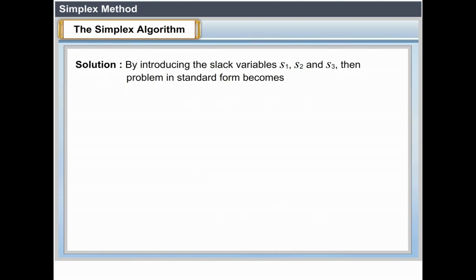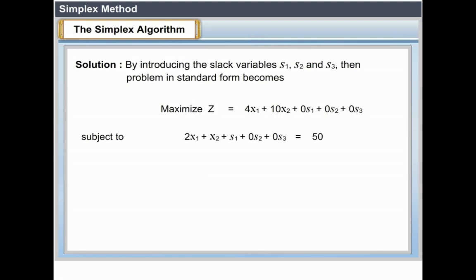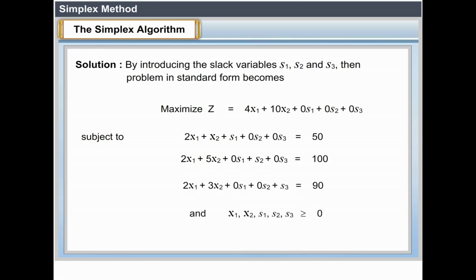Then the problem in standard form becomes: maximize z = 4x1 + 10x2 + 0s1 + 0s2 + 0s3 subject to 2x1 + x2 + s1 + 0s2 + 0s3 = 50, 2x1 + 5x2 + 0s1 + s2 + 0s3 = 100, 2x1 + 3x2 + 0s1 + 0s2 + s3 = 90, and x1, x2, s1, s2, s3 ≥ 0. This is called the standard form of the LPP.